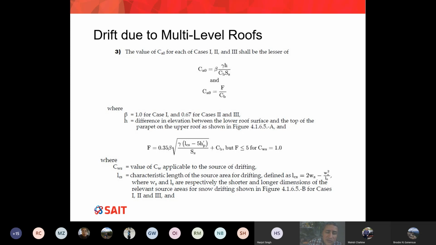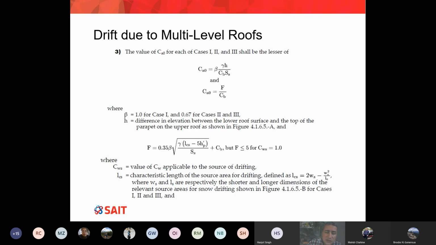H is the difference in elevation between the lower roof surface and the top of the parapet, as Brody said. So that's what you, Brody, said, huh? The H, which is shown on the section already. Now, what is the F? Without going into so much detail, there is an empirical equation that finds the F for you.